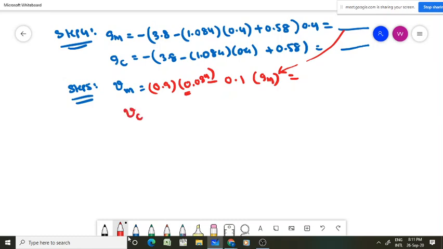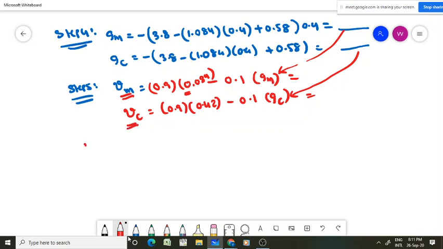Similarly, you have to calculate the Vc, that's equal to 0.9 into 0.42 minus 0.1 into Gc. This Gc value is coming from here. So you can easily calculate the Vm value and also the Vc value.